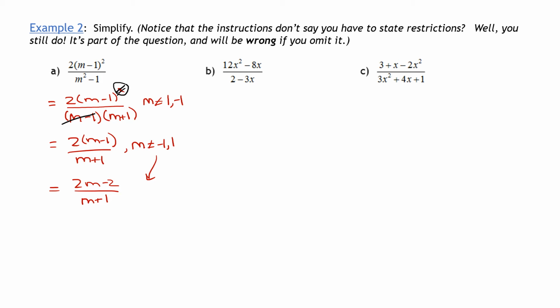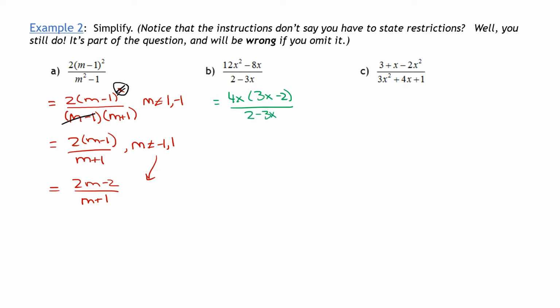Part B. Step 1, you remember step 1? Factor. The numerator has a greatest common factor. It is a 4x. When I factor that out, I'm left with 3x minus 2 over. Now, any common factoring in the denominator there? Nope, nothing comes out, so I'm going to leave that 2 minus 3x.